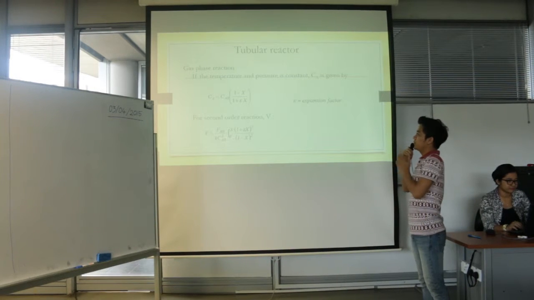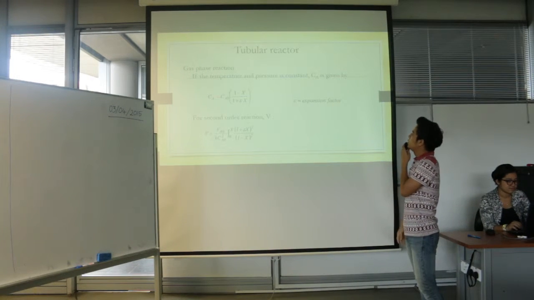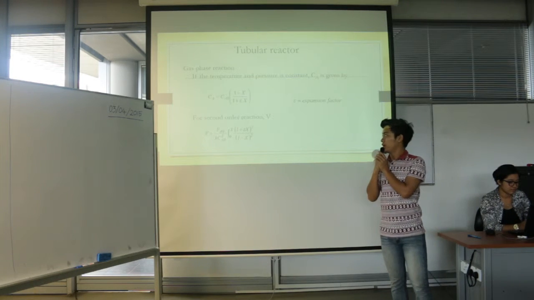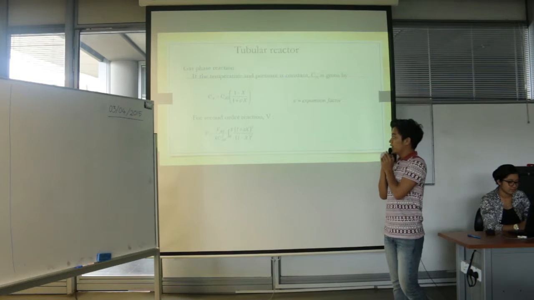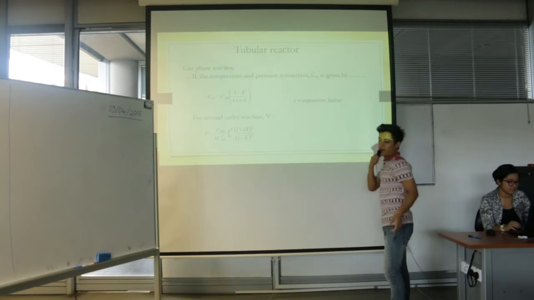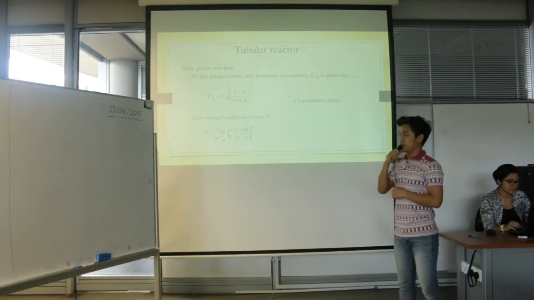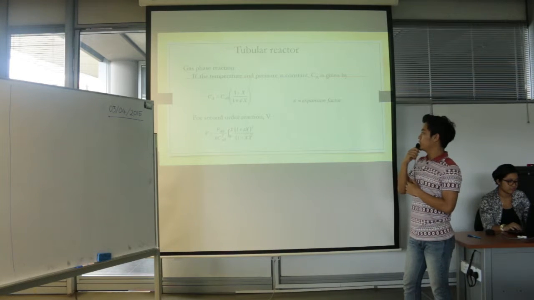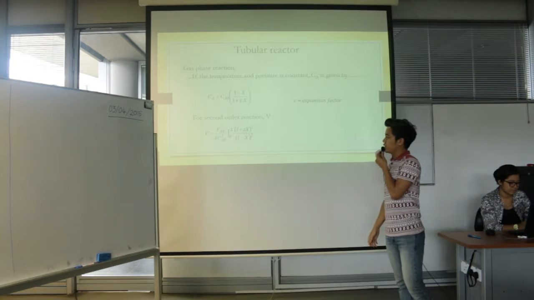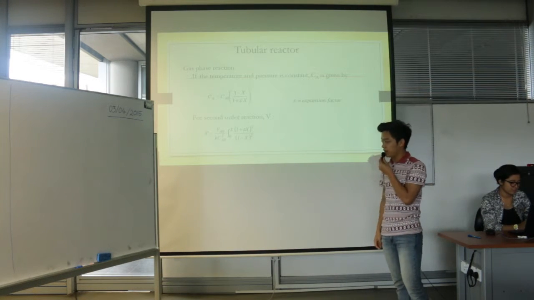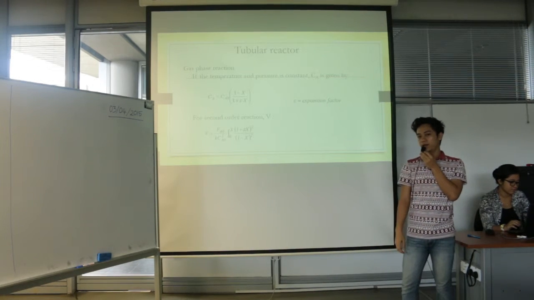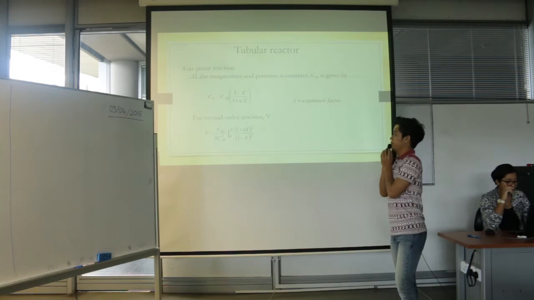Gas phase reaction. If the temperature and the pressure are constant, CA is given by CA equals CA0 times 1 minus X over 1 plus epsilon X. Epsilon is the expansion factor, and we are going to explain it after this. Next is for the second order reaction, volume equals FA0 over k CA0 squared times the integral of 1 plus epsilon X squared over 1 minus X squared.